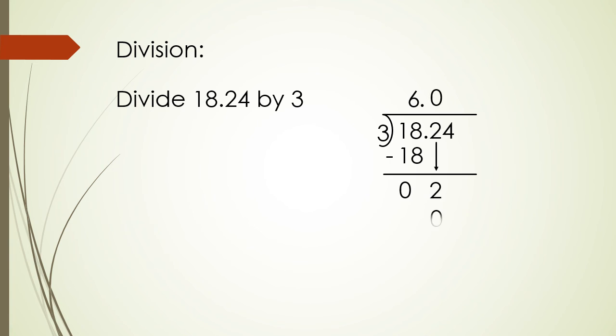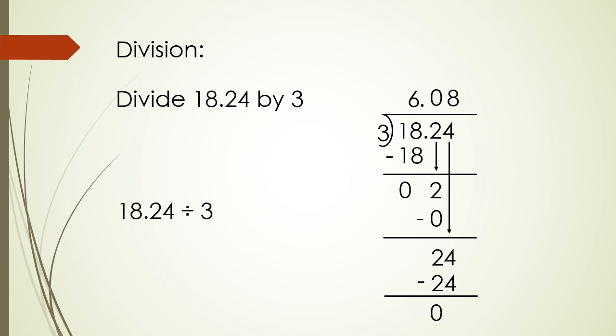Now 3 into 0 equals 0 because 2 is lesser than 3. So I have to think of a number whose product with 3 is less than 2. So 2 minus 0 is 2. Now bring down the 4. Now 3 8s are 24. Subtract, the remainder is 0. Hence dividing 18.24 by 3, we get the final answer as 6.08. Hence the sum.